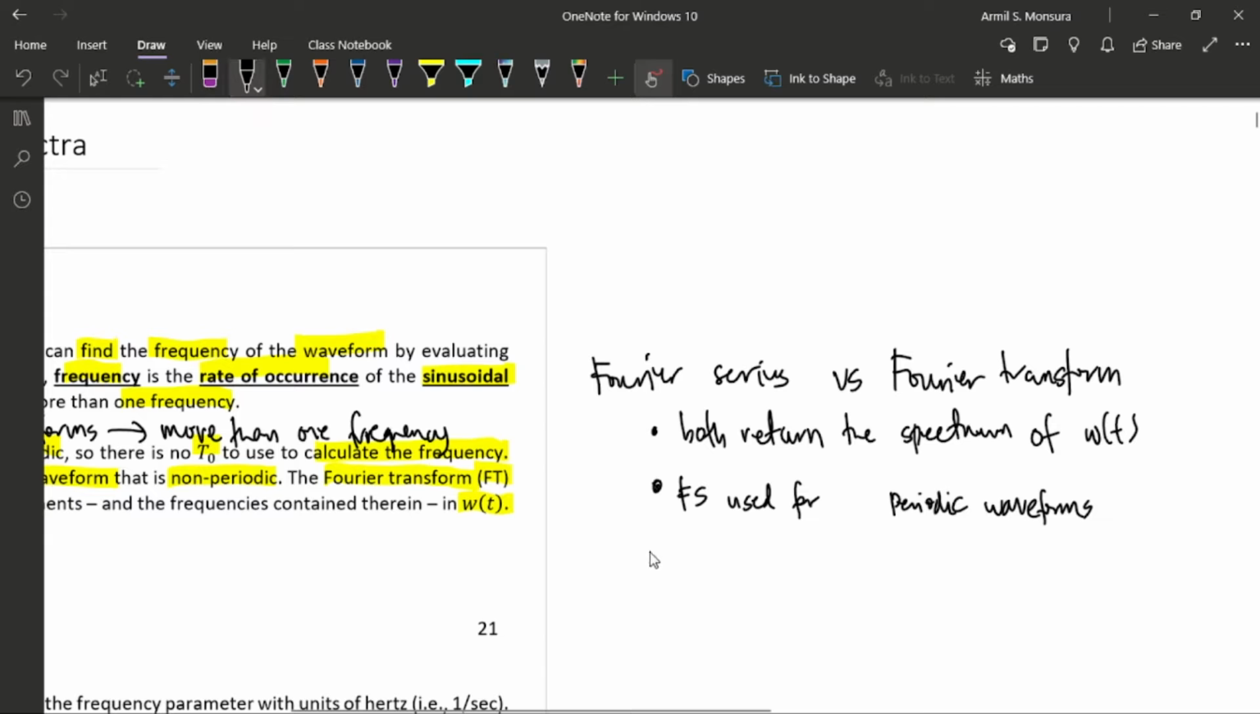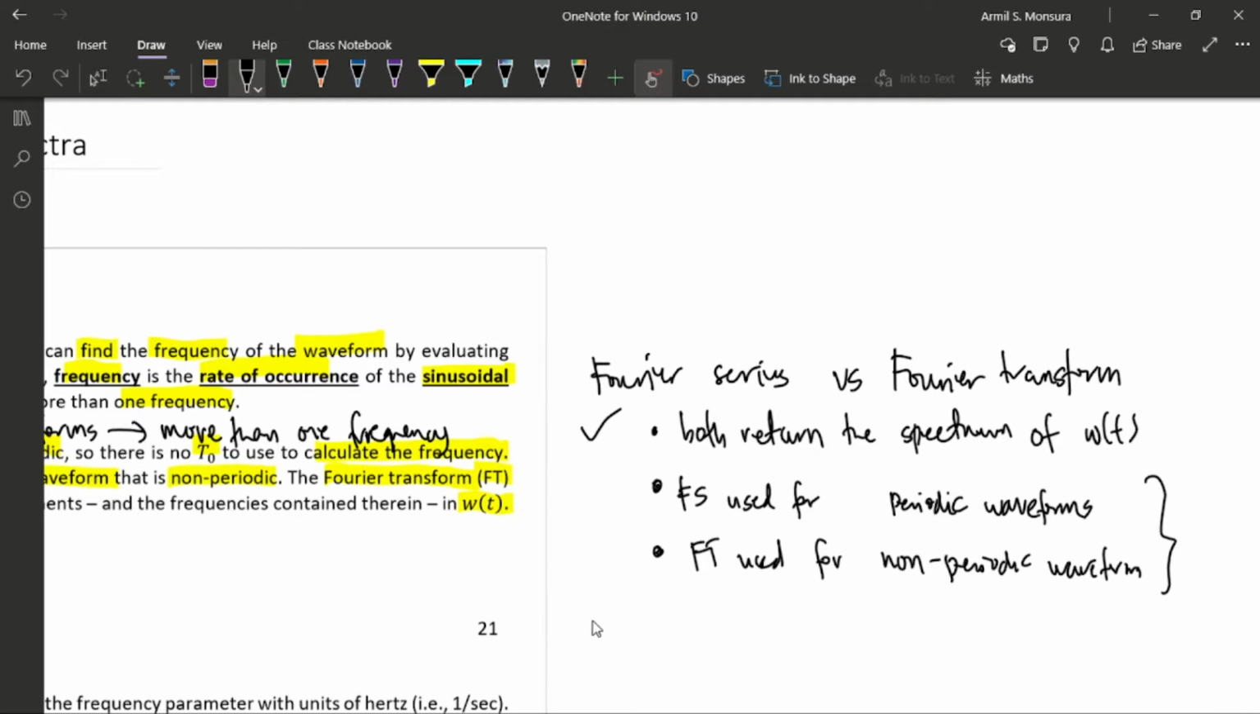While the Fourier transform is used for non-periodic waveforms. This is the fundamental difference between the two. If you're dealing with non-periodic waveforms, we will be using the Fourier transform, and if you're dealing with periodic waveforms, we will be using the Fourier series. But again, the result of using these tools on your waveform is that both of them return the spectrum of your waveform or of your signal.